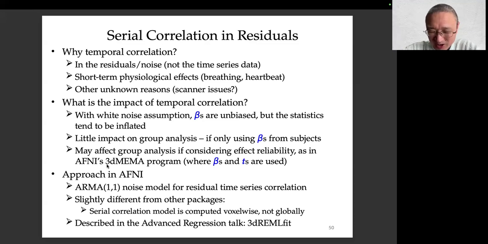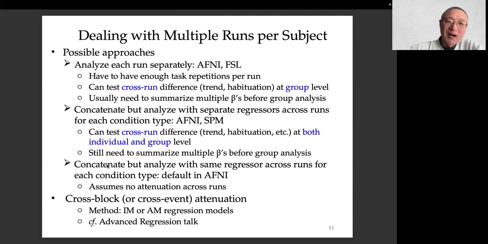That problem is that there's a temporal structure in the residuals which we cannot explain. So the traditional approach called ordinary least squares would not be able to capture that temporal structure. What's the cost? The cost is basically that the standard error, the uncertainty, the precision is inflated. But there's a way to handle that: in AFNI, we use the ARMA model to capture that temporal structure.